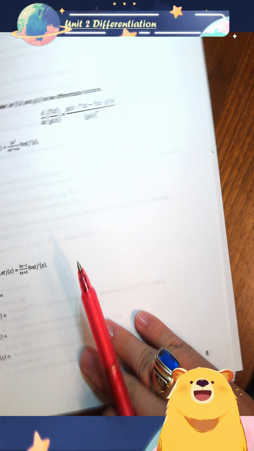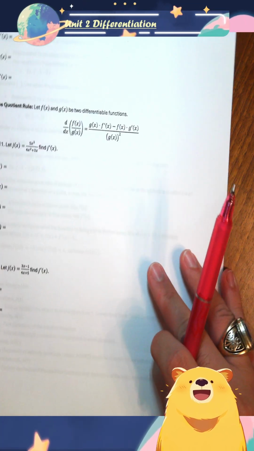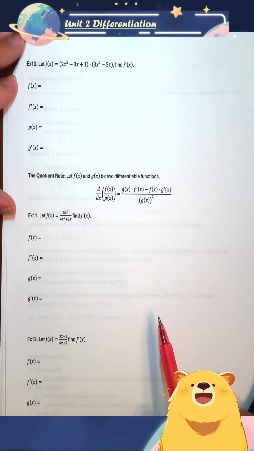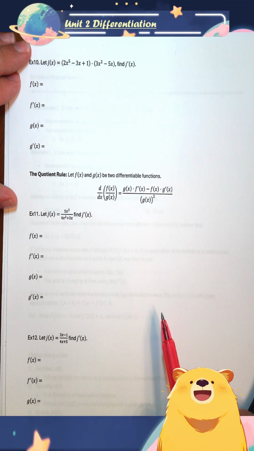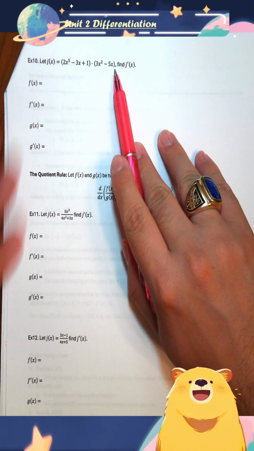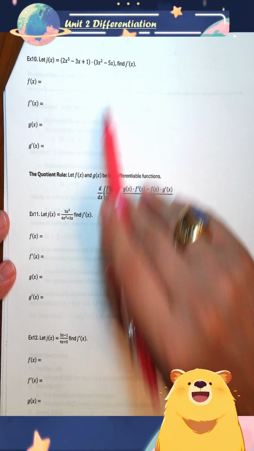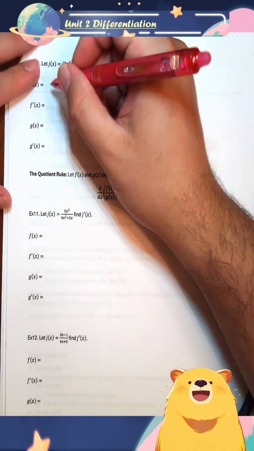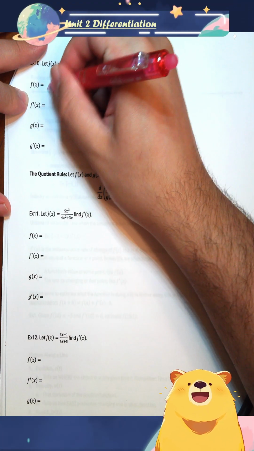We're going to do one more of these and then we're going to do a new rule. So let's do example 10. We set let j of x be the product of this function times this function. What's j prime of x? Okay. So again, we can label f of x as that first guy here.